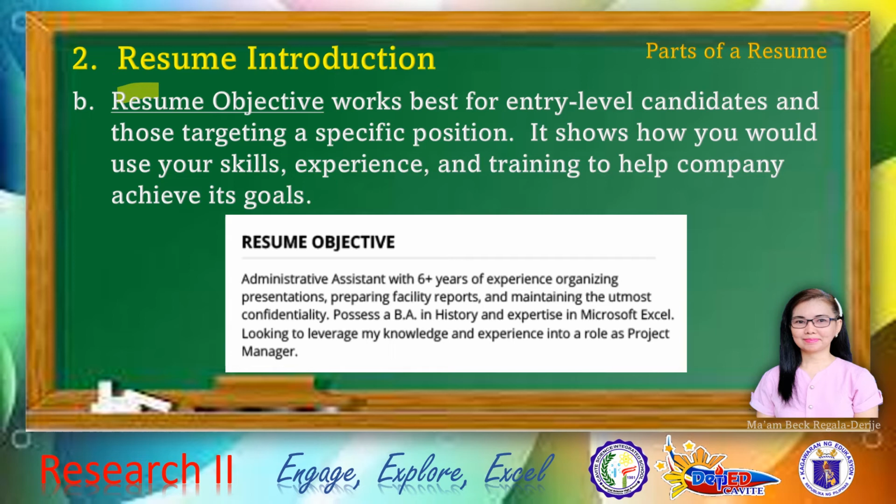So yung objective, ano yung gusto niya na ma-achieve. Of course, with his skills, experience, and training prior to the job applying for, or the position applying for.